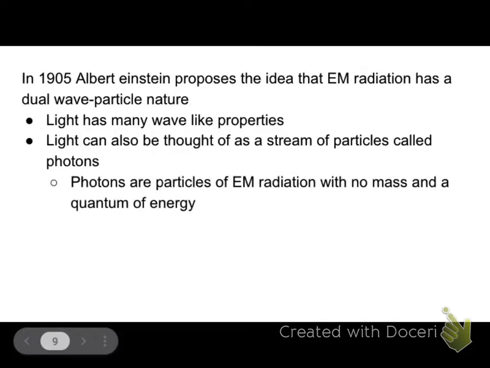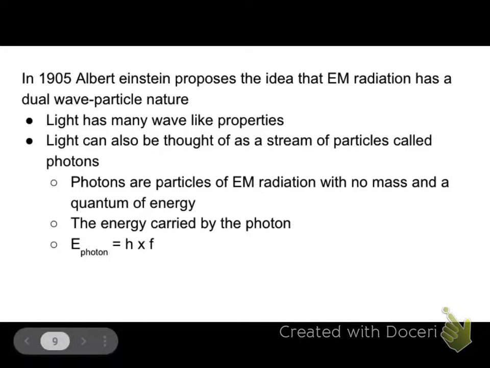A photon is a particle of electromagnetic radiation that has no mass, and it has exactly a quantum of energy. So, for different atoms, photons will have different energies. And because he was relating photons to quantums, he proposed that the energy carried by the photon could be calculated using Planck's equation. Energy of a photon is equal to the constant that Planck proposed and the frequency of the light being emitted.